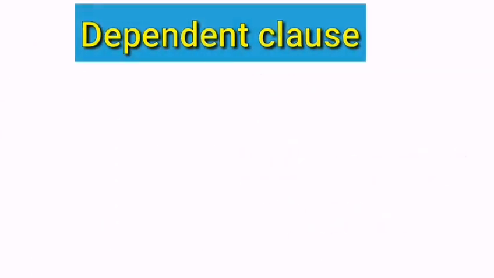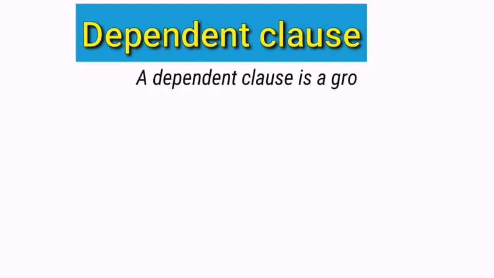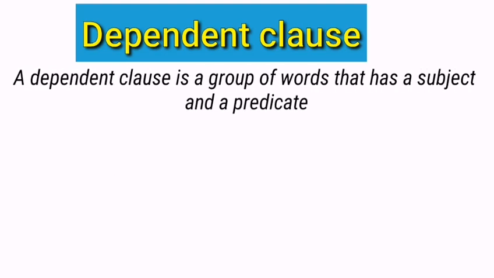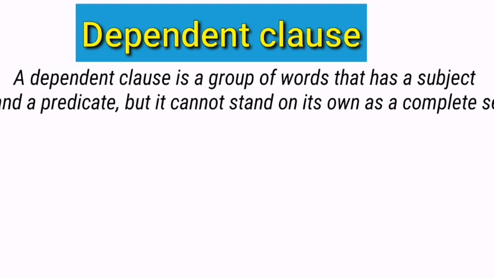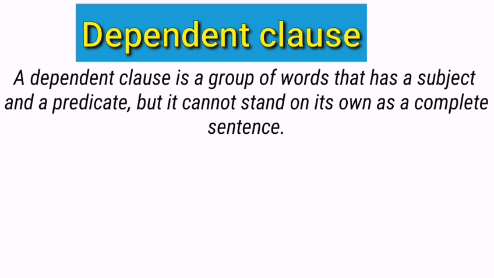Let's first learn dependent clause. It can be defined as: a dependent clause is a group of words that has a subject and a predicate, but it cannot stand on its own as a complete sentence. What does it mean? Simply, it means that a dependent clause is nothing but just a group of words which cannot stand alone as a sentence.